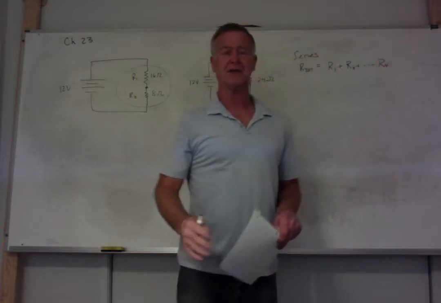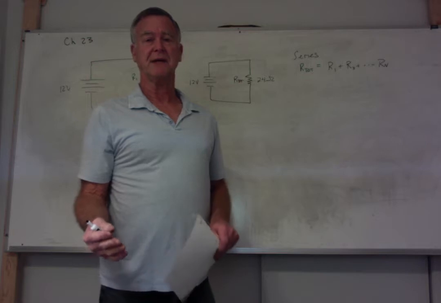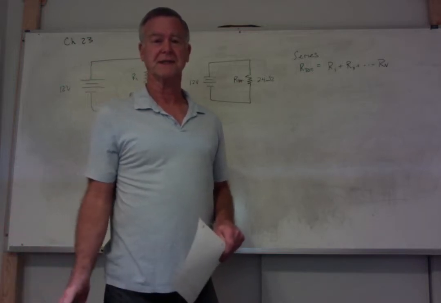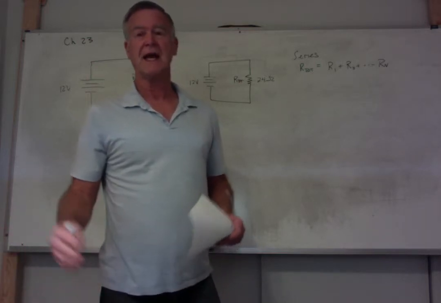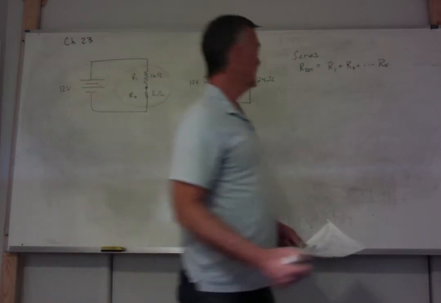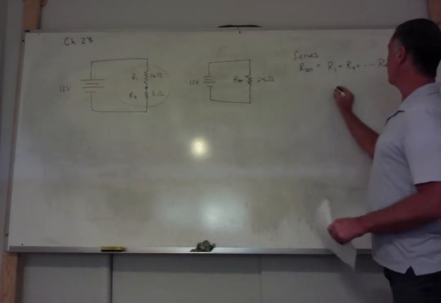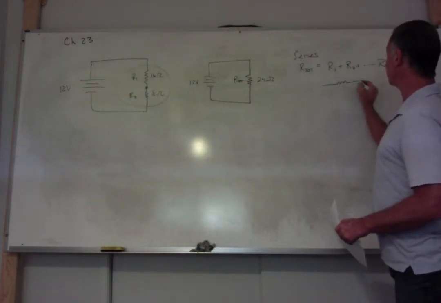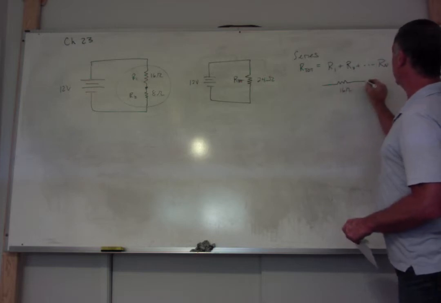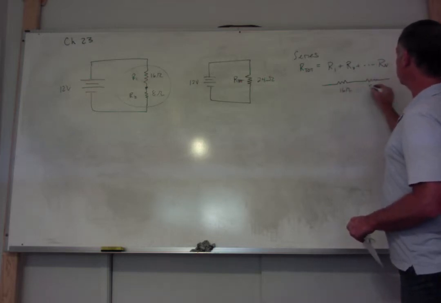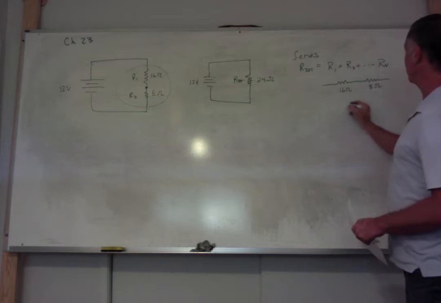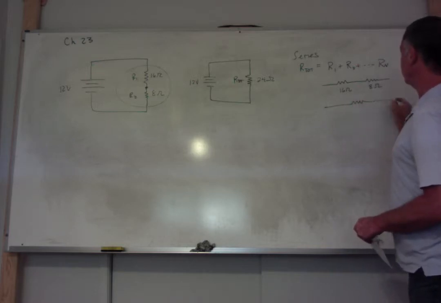So the very first thing you're going to do in the assignment is find the total resistance of some resistors that are in series. And if you can add, you can do this. So on this one, I basically have 16 ohms and then 8 ohms. And if I add those two together, that's effectively the same as a 24 ohm resistor.